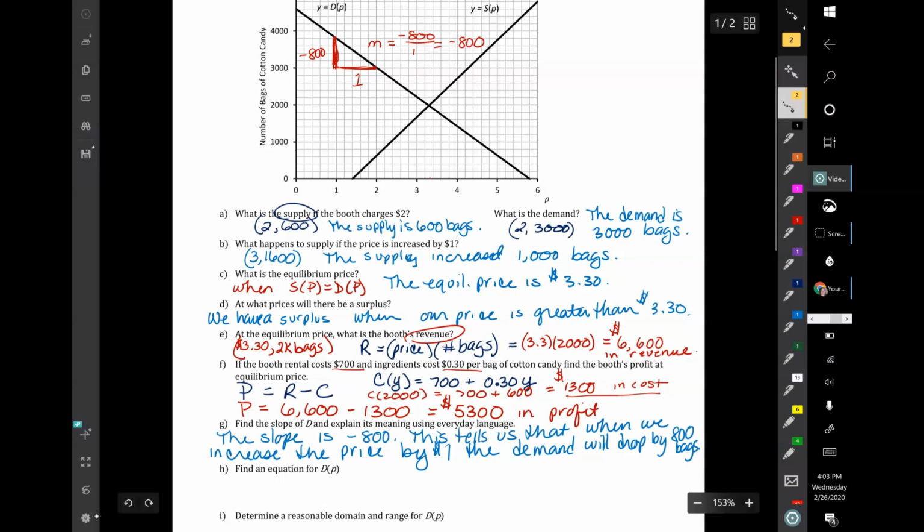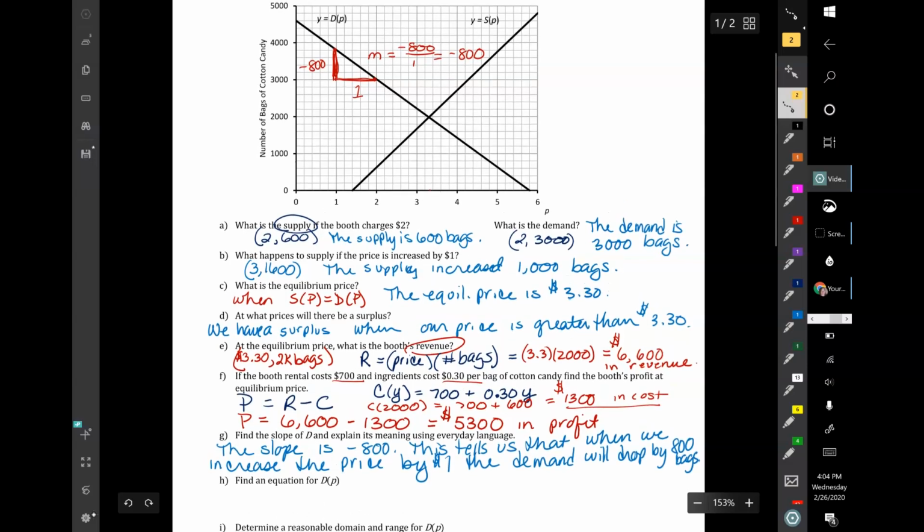So H is find an equation for D of P. Let's see if we can figure that one out. Take a look and see if we can set that up. We know the slope, and what other things do you know about that function by looking at the graph? If we look at the vertical intercept here, where y equals D of P, that is going to be at 42, 44, 46. Let me just put that down a little so you can see the top. 4,600 is our y-intercept.